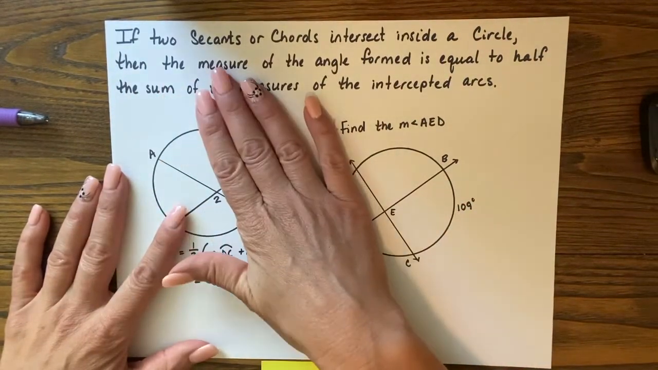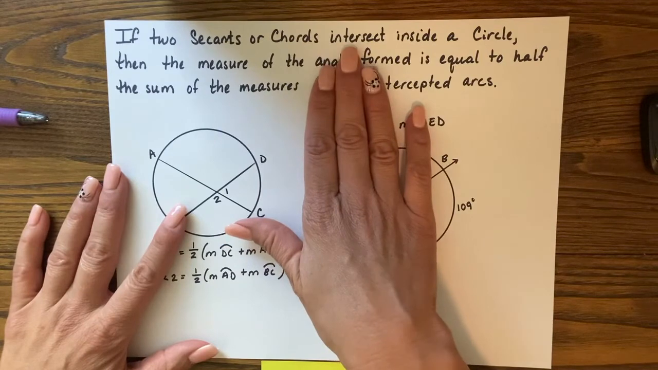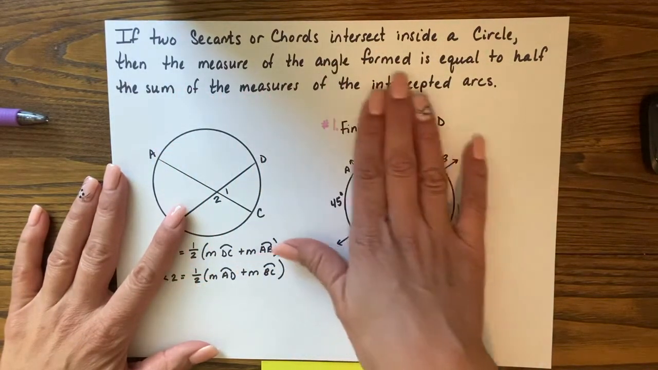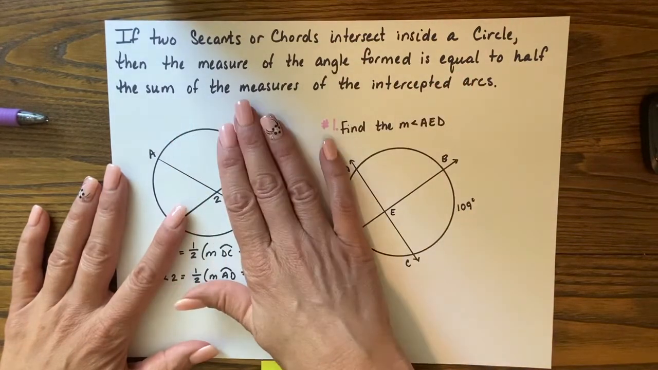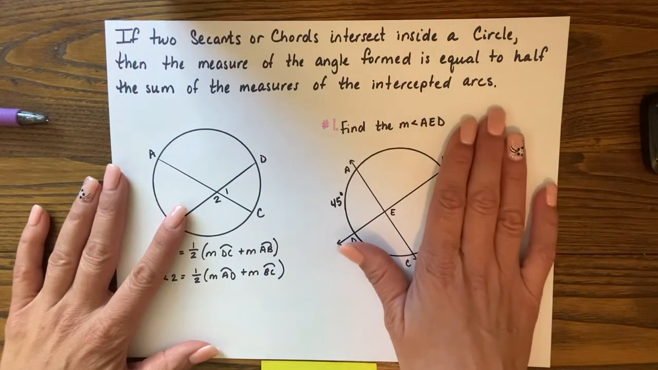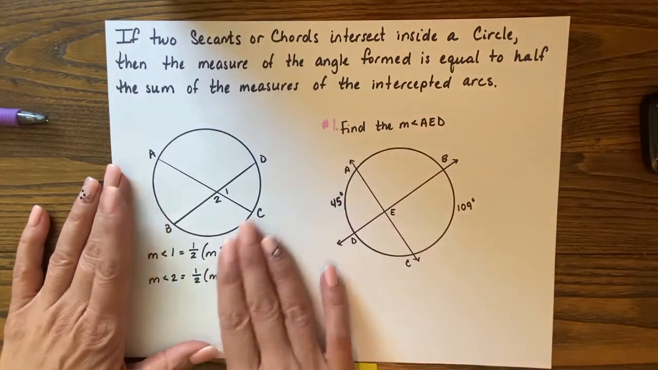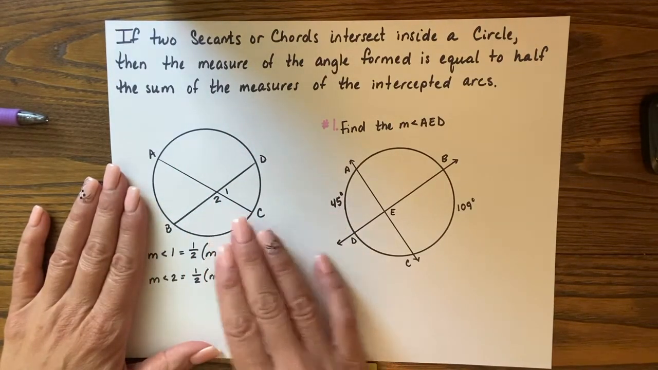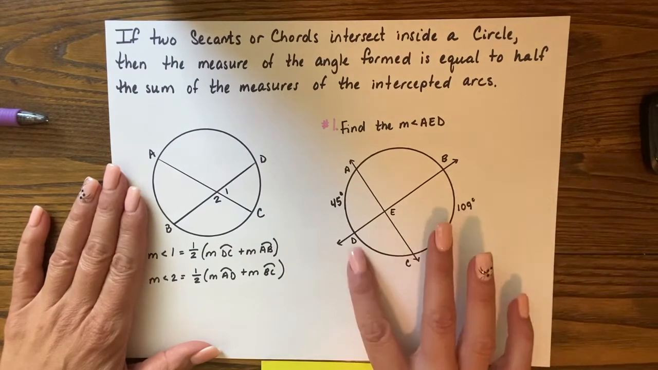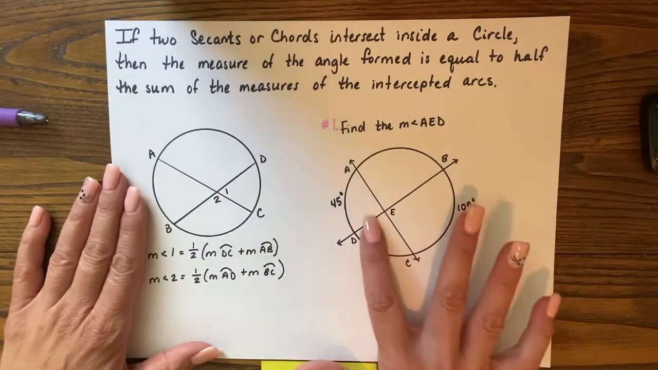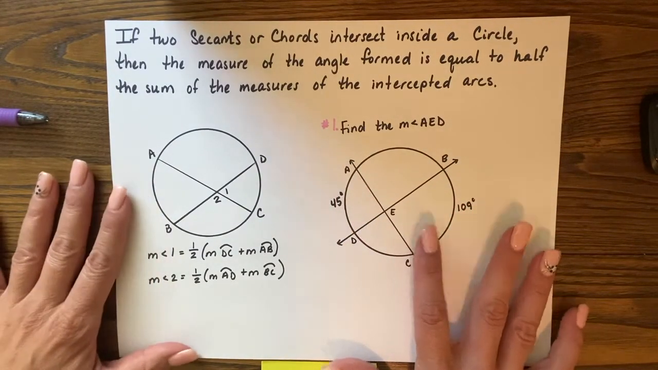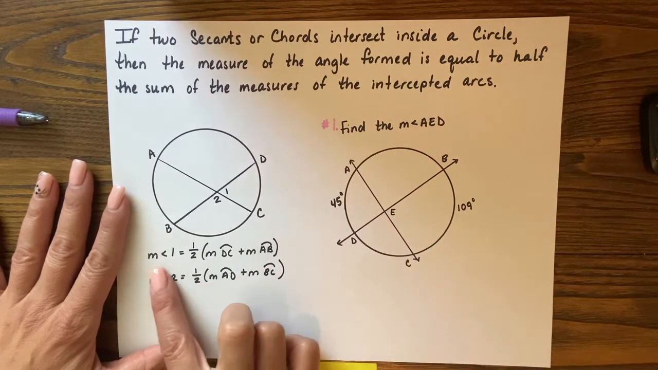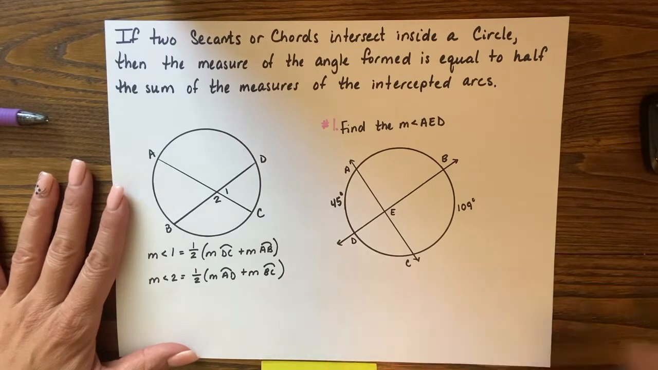So if two secants or chords intersect inside a circle, then the measure of the angle formed is equal to half the measures of the intercepted arcs. So here we have an example of chords that intersect inside of a circle. Here we have an example of the secants that intersect inside of the circle. So we're focusing on angles this time. So we have a formula that we can use here.